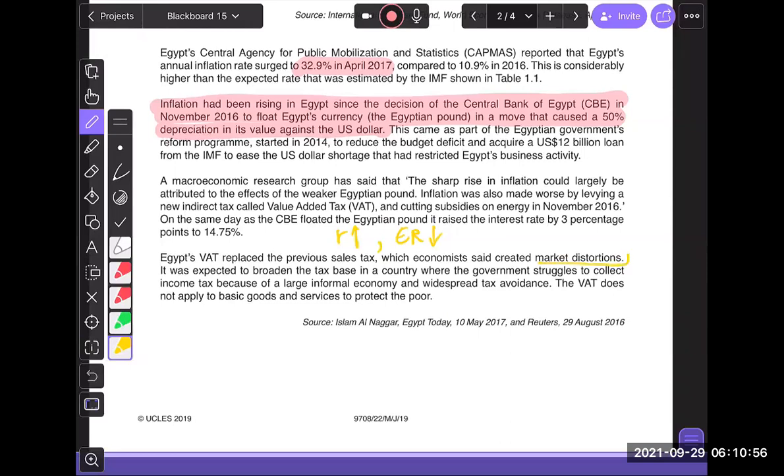So the tax isn't really doing well. It was expected to broaden the tax base in a country where the government struggles to collect income taxes, something which is kind of like Pakistan's situation. Because of a large informal economy and widespread tax avoidance, the VAT does not apply to basic goods and services, to protect the poor. Okay, guys, let's look at this one.